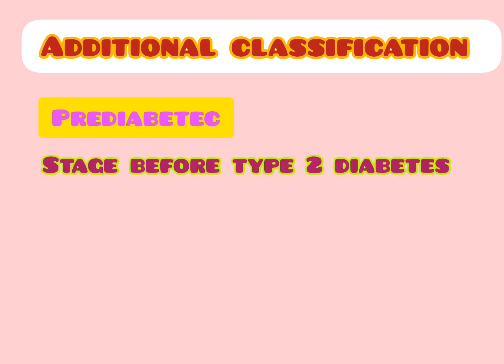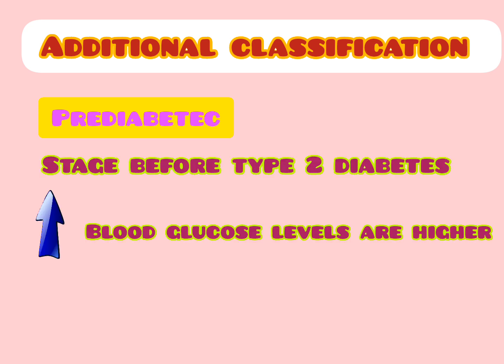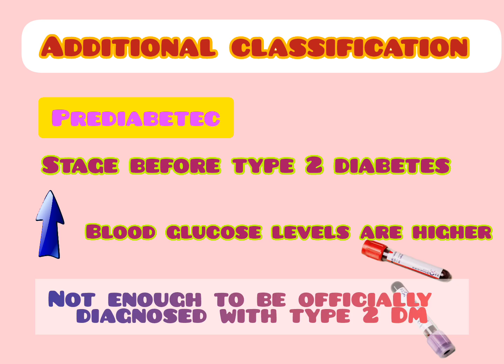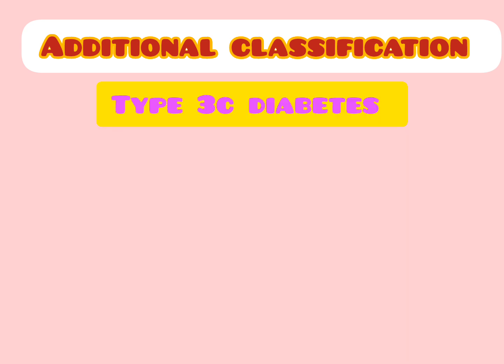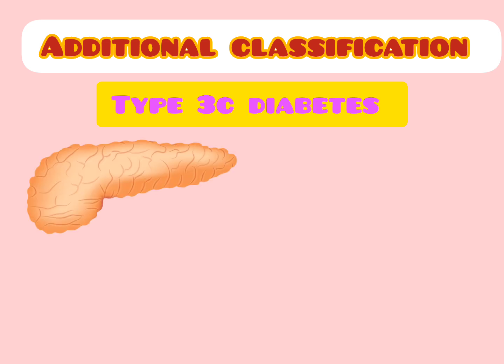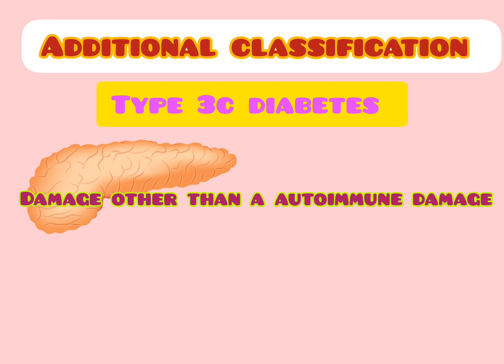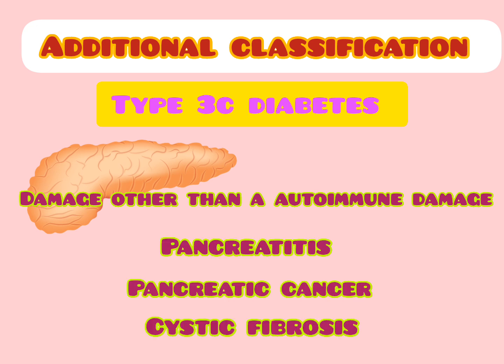Let's see additional classification of DM. The first one is pre-diabetes. This type is the stage before type 2 diabetes. Your blood glucose levels are higher than normal but not enough to be officially diagnosed with type 2 DM. Next is type 3C diabetes. This is a form of diabetes that happens when your pancreas experiences damage other than autoimmune-related damage. We already discussed before, type 1 DM is due to autoimmune disease, but here in type 3C DM, the pancreas does not produce enough insulin because of other disease conditions like pancreatitis, pancreatic cancer, and cystic fibrosis.